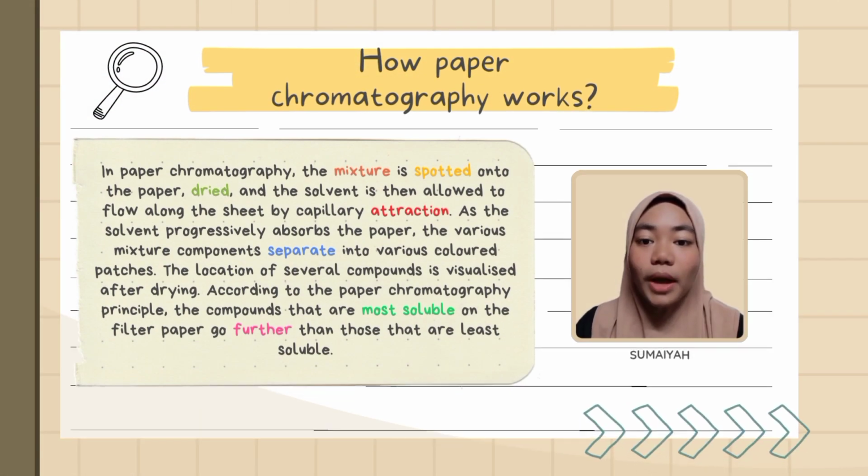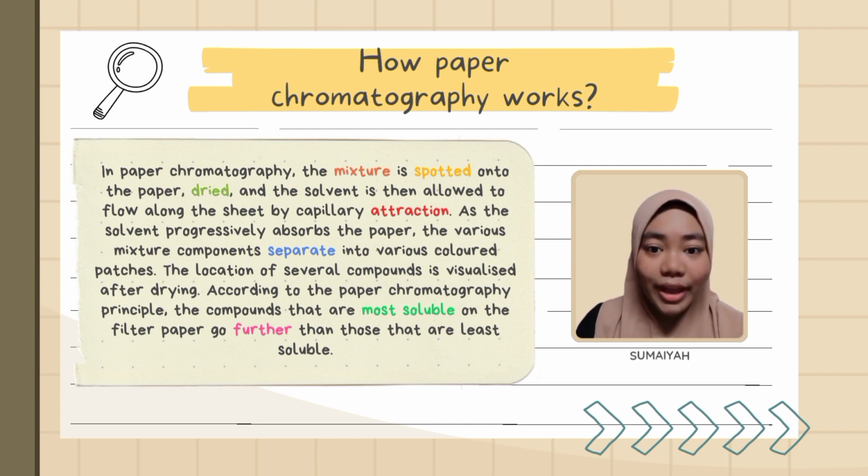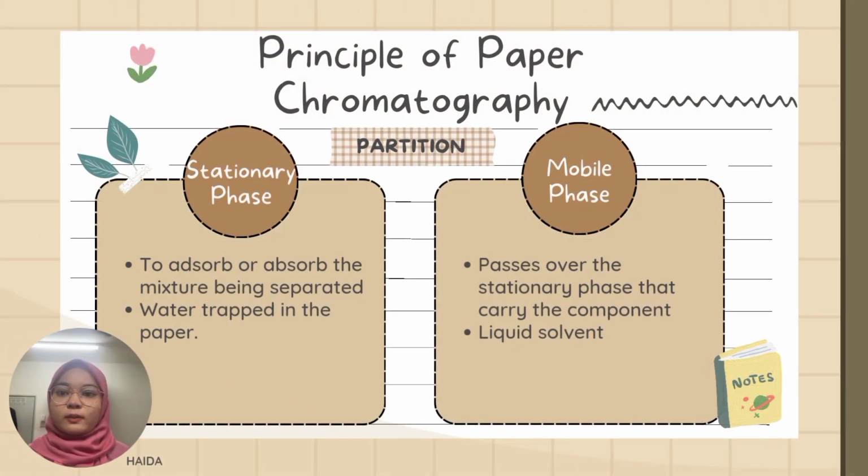Then, we move on to how paper chromatography works. The mixture is spotted onto the paper during paper chromatography, allowed to dry, and the solvent is then allowed to run along the sheet due to capillary attraction. The different components of the mixture separate into distinct colored patches as the solvent gradually absorbs into the paper. After drying, the position of various components is visible. The paper chromatography principle states that the most soluble molecules on the filter paper go further than the least soluble ones.